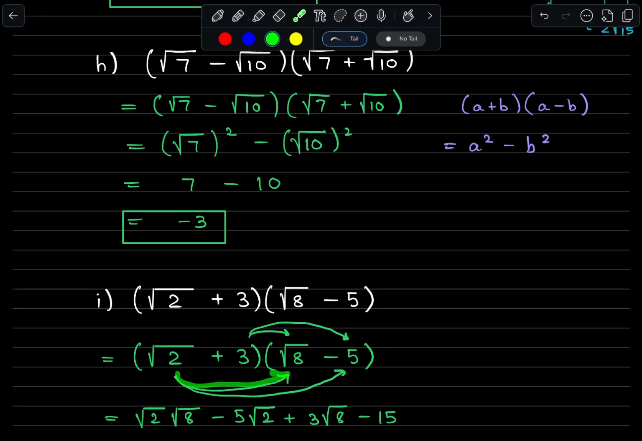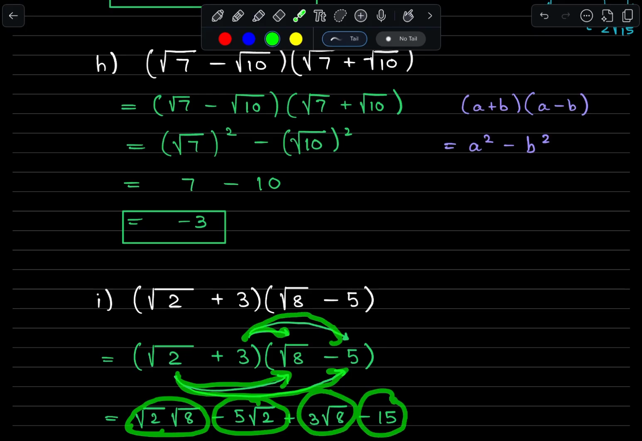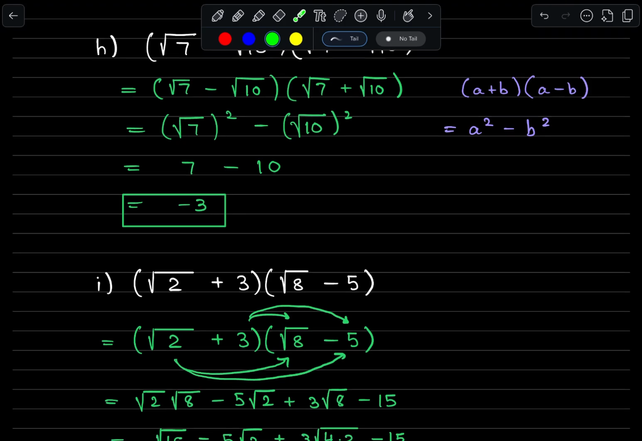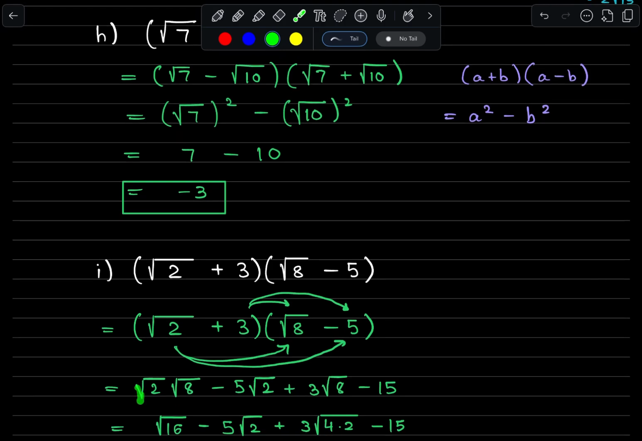So we're going to have the square root of 2 times the square root of 8, negative 5 times the square root of 2, 3 times the square root of 8, and negative 15. Okay, so we go ahead, we put both of these into the same root. This becomes the square root of 16, which is a perfect square, so that's great. That works out nicely. Then here, just like we were saying before, we can take a perfect square out of this. So 8 is actually just 4 times 2. 4 is a perfect square.